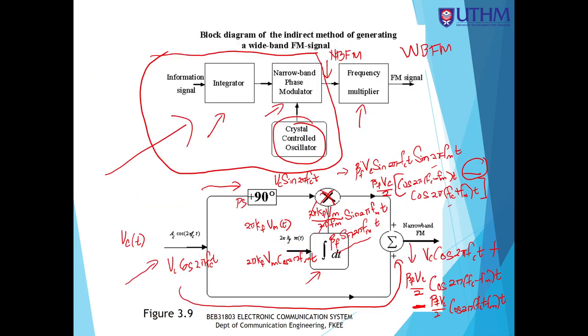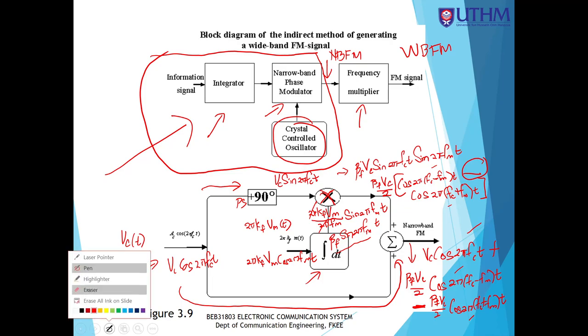So that means we are actually producing an output with three components. We have the carrier component, the first one is the carrier component. And then we produce a lower sideband and then an upper sideband. Okay. And if you draw the spectrum, so maybe I need to erase this one.